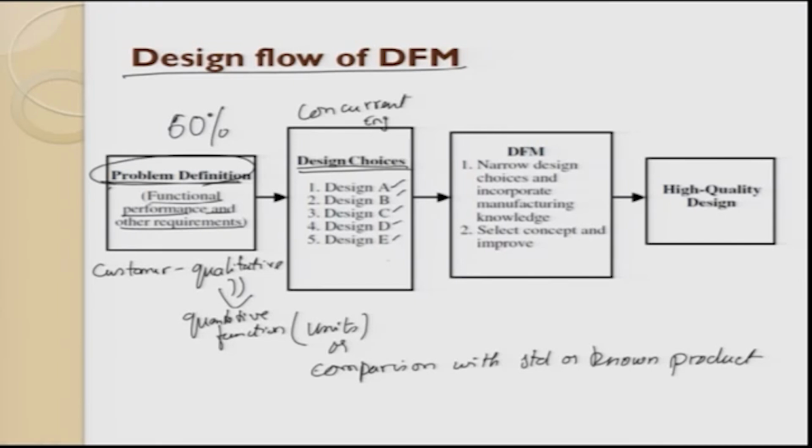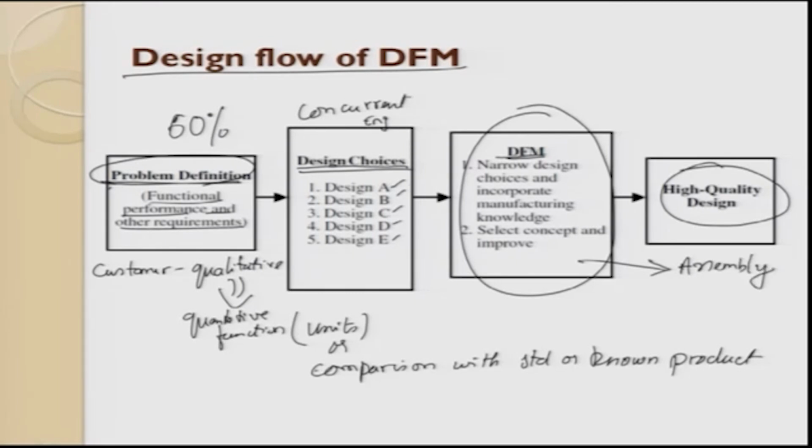Now, what you do is from the chosen one, you try to pick whatever you want and start applying the DFM. So, narrow design choice and incorporate manufacturing knowledge, select concepts and improve. So, this is what is done after you generate multiple choices. So, the moment you follow DFM, you have a very high quality design. Today, DFM is followed to avoid assembly.